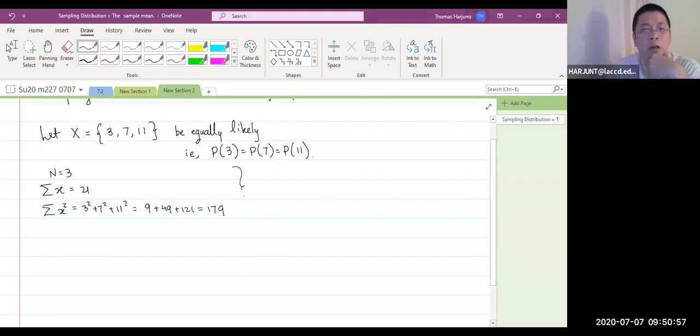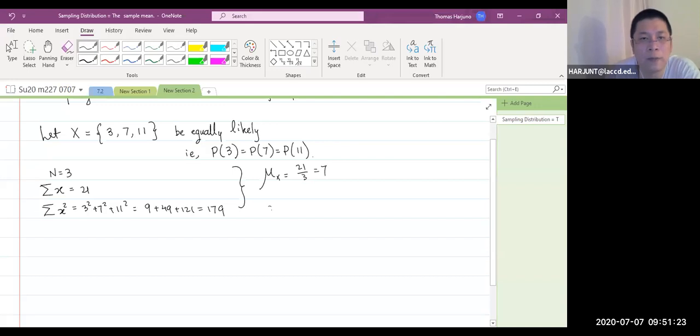So from here, we see the mean of x. I usually don't use that random variable x as a subscript, but we will be dealing with two different distributions right now. So let me use that subscript x to clarify. This is the mean of random variable x we have above. That's 21 over 3, which is 7.